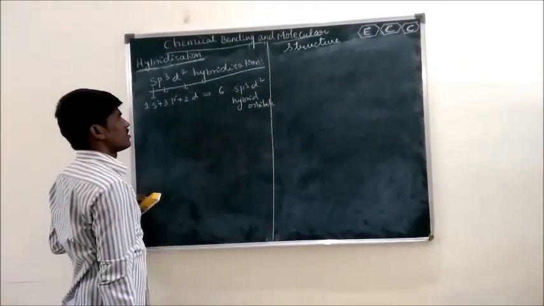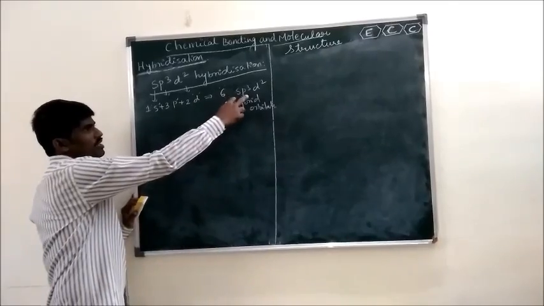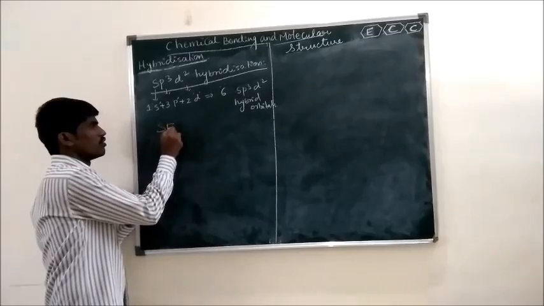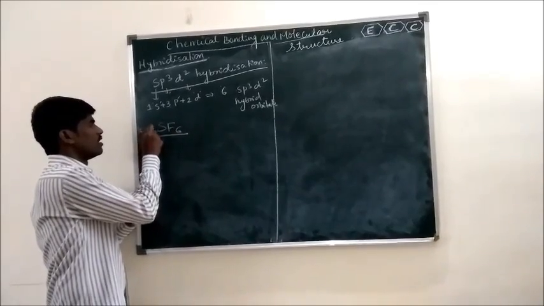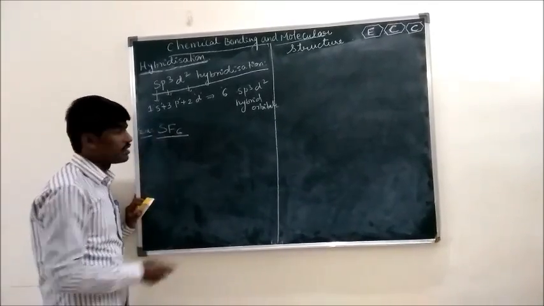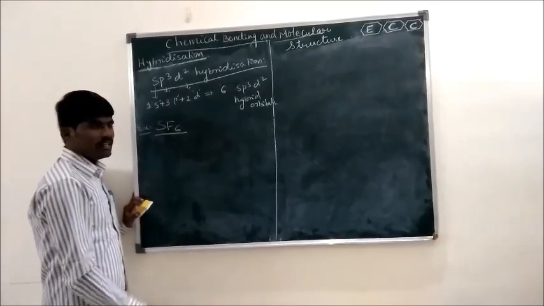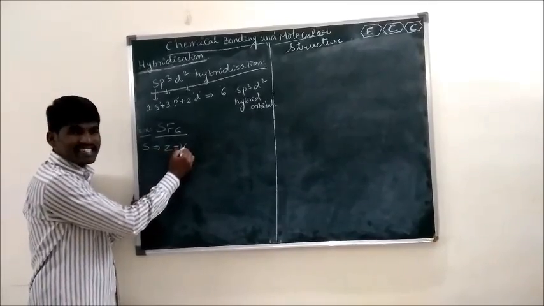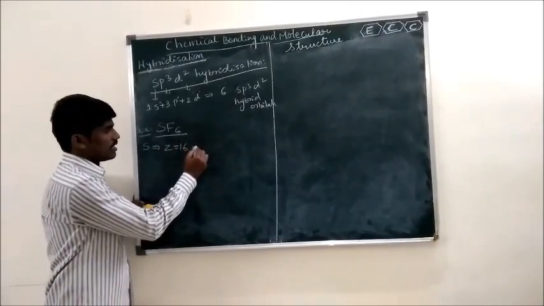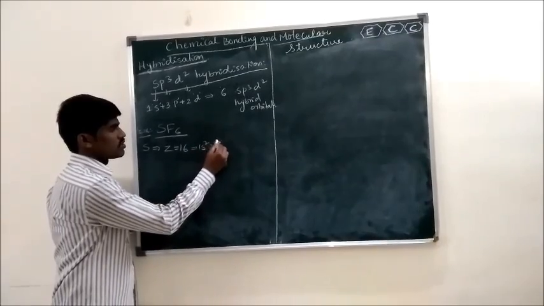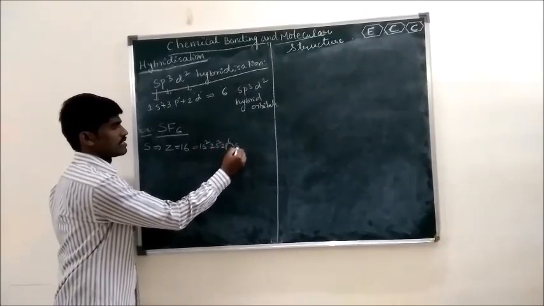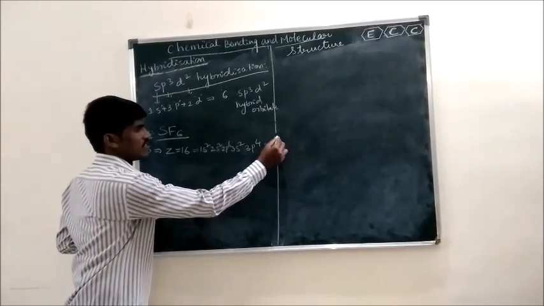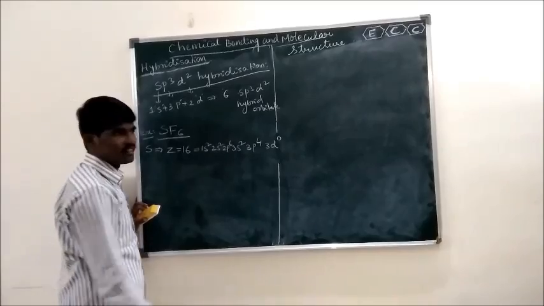And now let's take a look at how these sp3d2 hybrid orbitals will be arranged in a particular molecule. For that I am taking an example, sulfur hexafluoride, whose formula is SF6, in which the central atom is sulfur. Z is equal to 16, the atomic number, and the electronic configuration is 1s2, 2s2, 2p6, 3s2, 3p4 and 3d0. Vacant 3d orbitals are there.